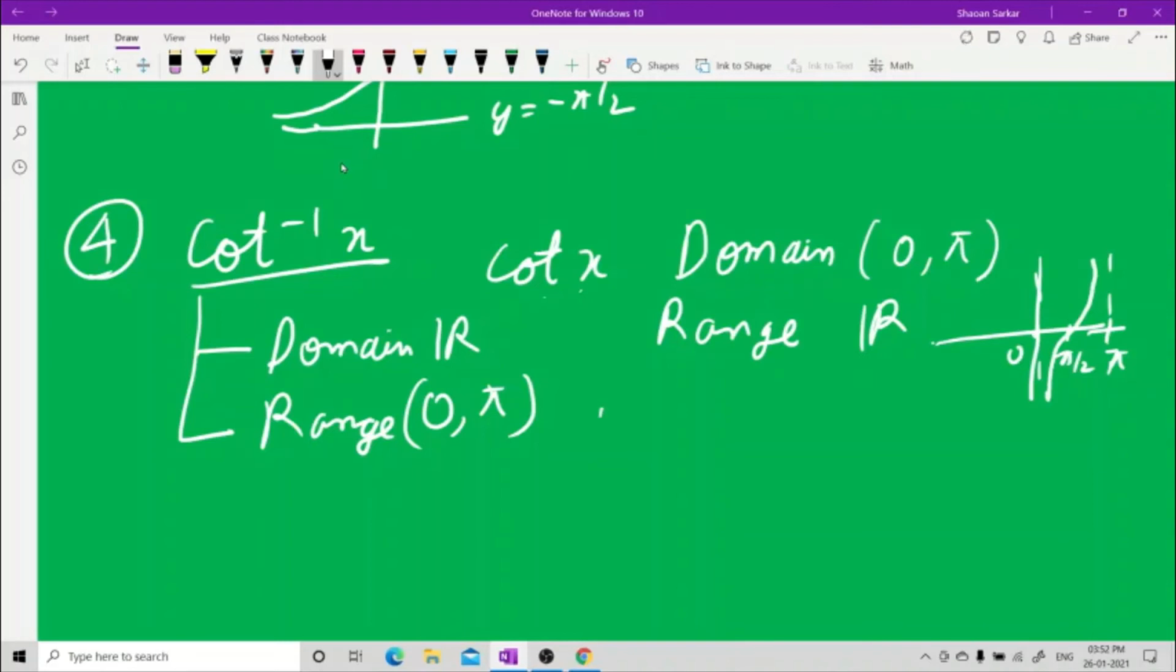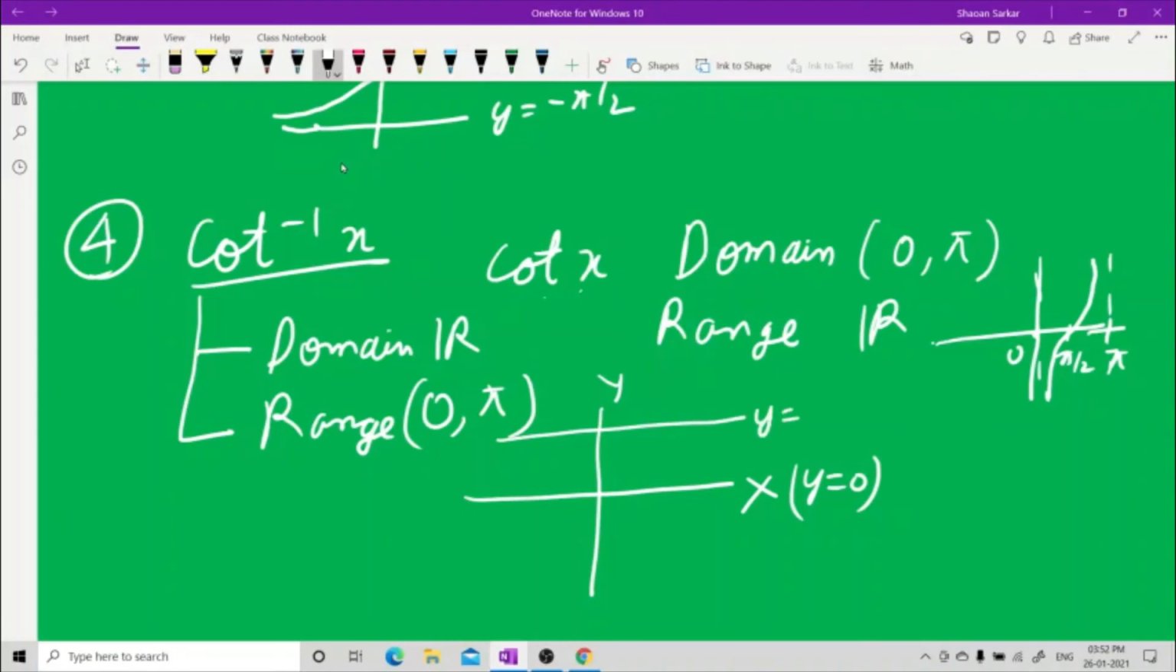For cot inverse x, things will just change. This is the x-axis, this is the y-axis. This is your y equal to 0, the x-axis means y equal to 0. And you will draw a line y equal to pi somewhere here. Your graph would be something like this. It will be crossing here, and this is the point of pi by 2. So this is the way it will grow. Again, it is bounded. This cot inverse x is also a bounded function, continuous, differentiable, whatever.